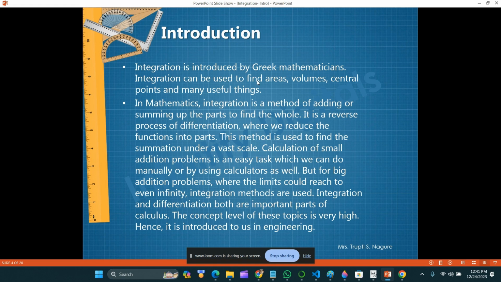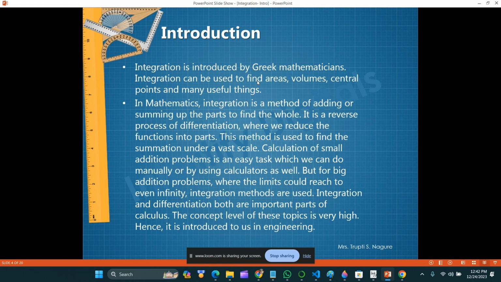Now it is a reverse process of differentiation. The definition of integration is, it is the reverse process of differentiation, where we reduce the functions into parts. In derivative, what we have to do, that differentiation means we have to reduce the functions into parts, means we have to make parts. Okay, we have given the whole and we have to differentiate this into small parts. After that this method is used to find summation on a vast scale.